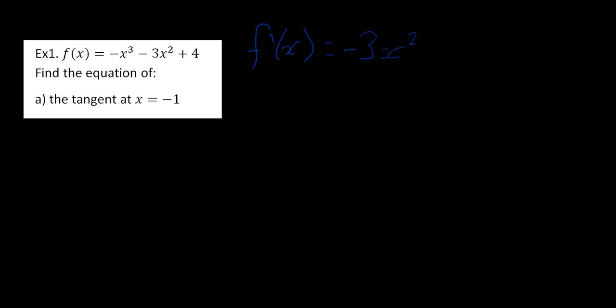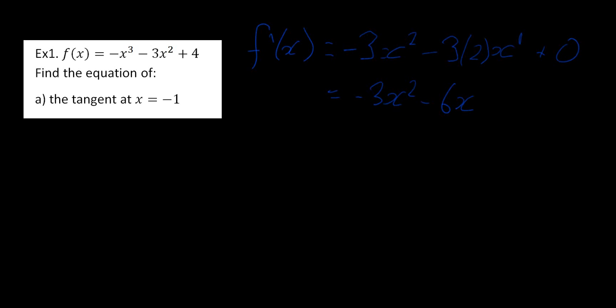Now for the next term we have -3 in front. The index is 2, so we multiply by 2, we keep the x there, and the 2 turns into a 1. And of course the constant just becomes 0. Okay, so our derivative is going to be -3x squared minus 6x.